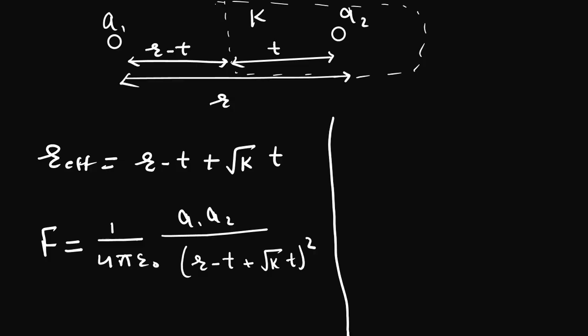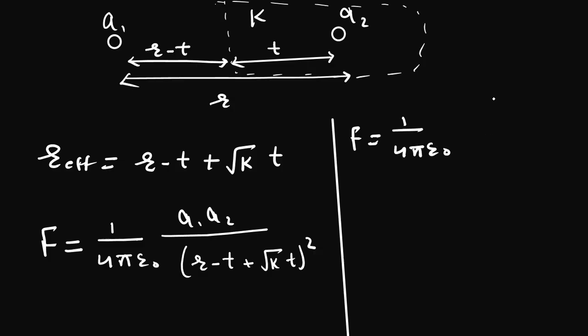Like suppose that the question asks: half of the distance is filled by some dielectric. So very easily we can write F will become equal to 1 by 4 pi epsilon naught q1 q2 divided by r minus half plus root under k divided by half, whole square. So very easily we can solve these types of problems.